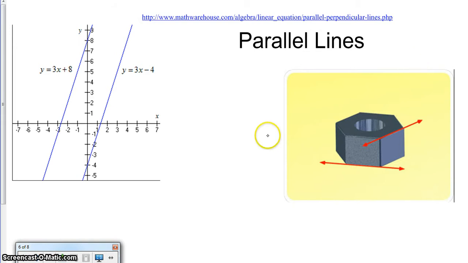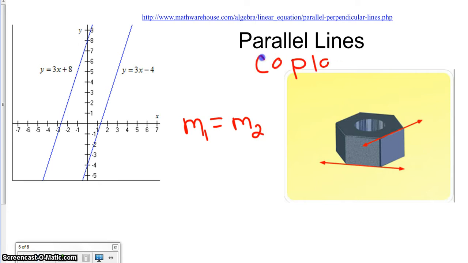Parallel lines. Parallel lines, the slope of the first line is equal to the slope of the second line. Please realize that parallel lines are coplanar. That means they have to be in the same plane, like on the same sheet of paper. If you notice here, these are 2 lines that will never intersect, but they are called skew lines because they are not in the same plane. Another part of the definition for parallel lines that you should have is that they are always the same distance apart. If you have trouble with parallel and perpendicular lines, mathwarehouse.com has a great explanation.